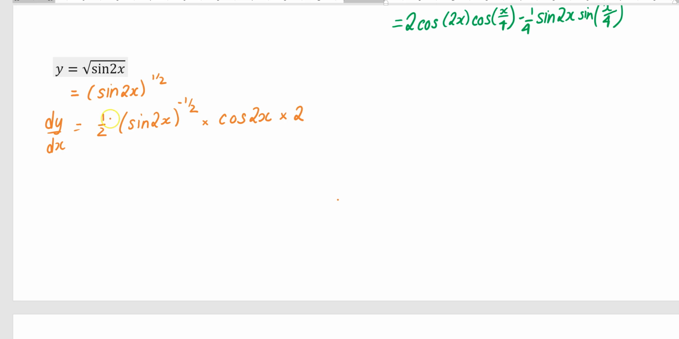So if I really wanted to tidy it up, a half times 2 cancels. This stays upstairs because it's positive, so that's cos 2x. This goes downstairs and that becomes root sine 2x. But remember, you don't actually have to simplify unless the question asks you to.